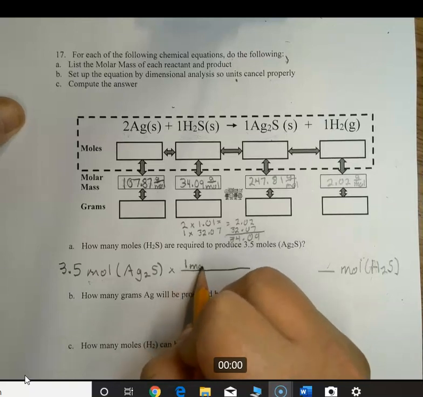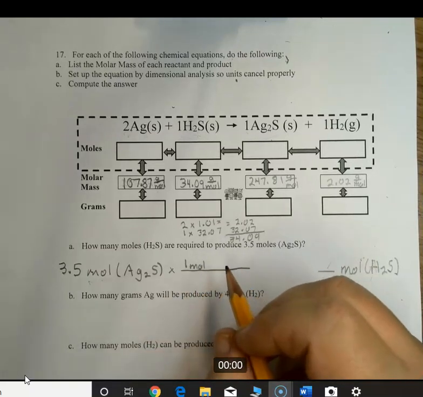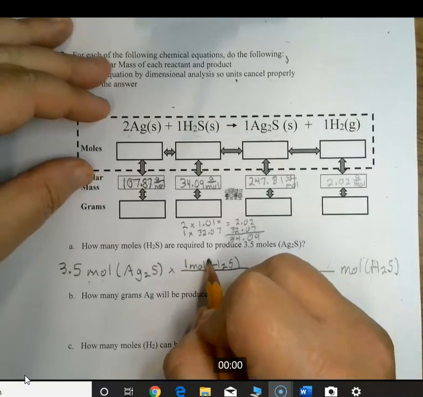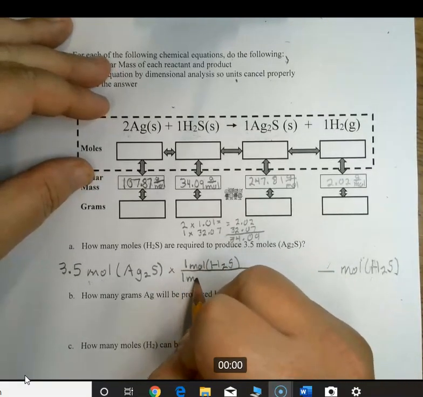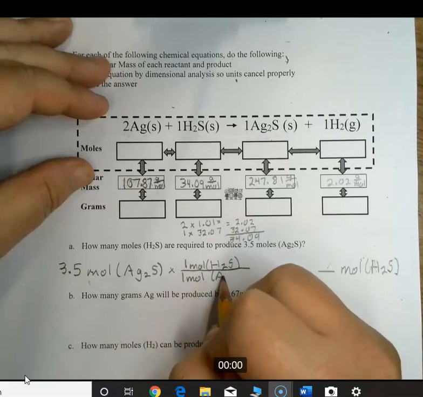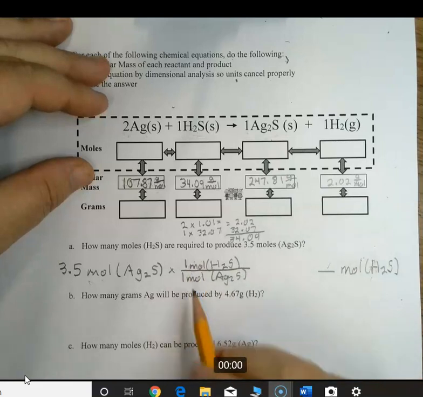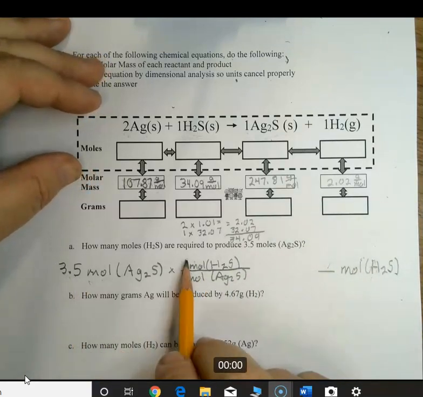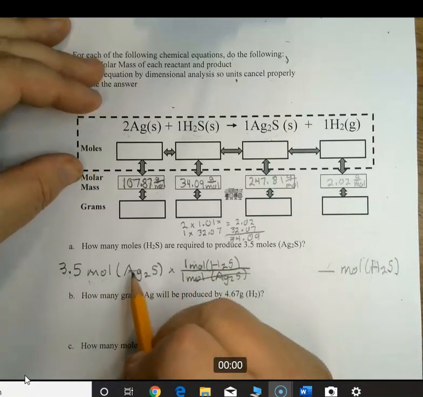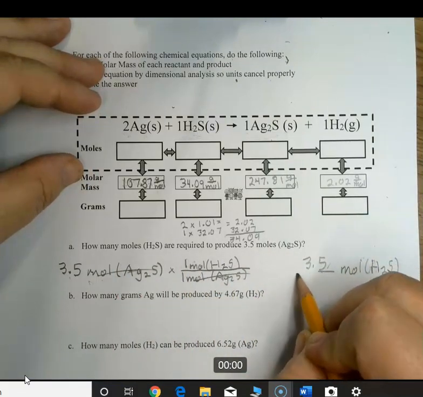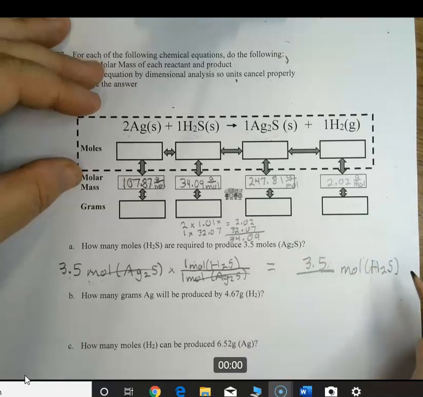So it's simply going to be times 1 mole of H2S for every 1 mole of Ag2S. And it's just a 1-to-1, so that means it's 3.5 times 1 over 1. This cancels out. And that's going to give you 3.5 moles of H2S.